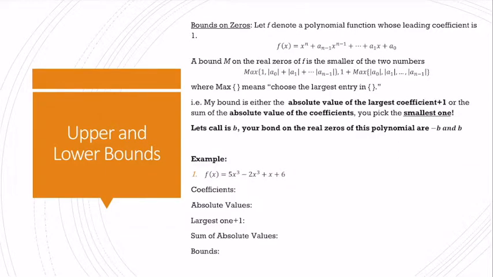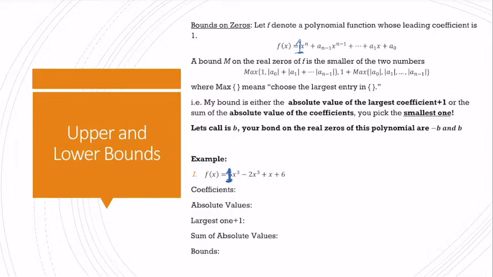The last thing I want to talk about in section 5.2 is the upper and lower bounds of zeros. So let's let f of x denote a polynomial function whose leading coefficient is 1. And this only works for polynomials whose leading coefficient is 1. So let's edit this example.